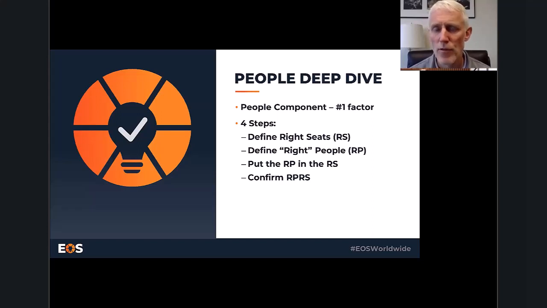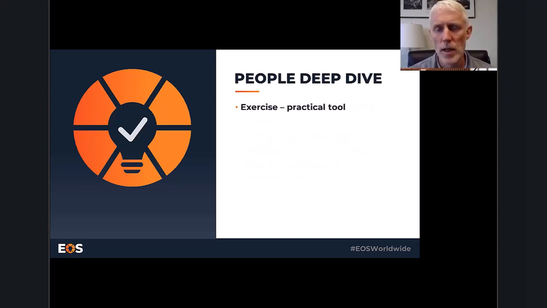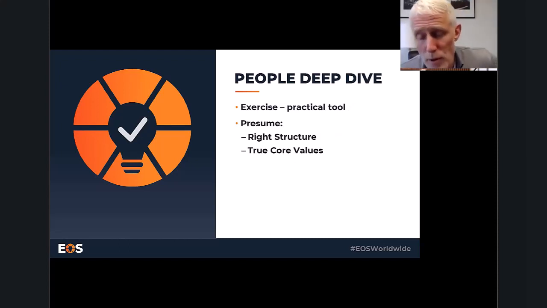So the 4 steps we're going to cover are: we're going to talk about defining the right seats, then talk about what right people look like, what the great people for your organization are. Then obviously we've got to put the right people in the right seats, and we're going to confirm and validate that they truly are in the right seat. The exercise that we're going to do is hopefully very practical in nature and something that you're going to be able to use this afternoon if you choose to.